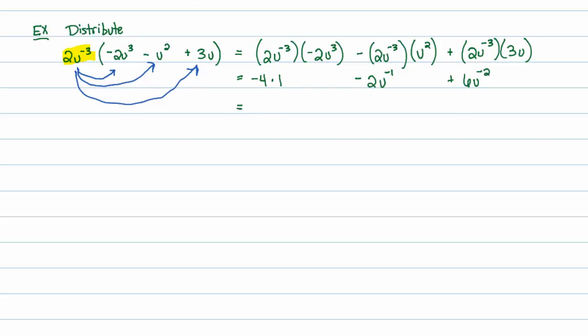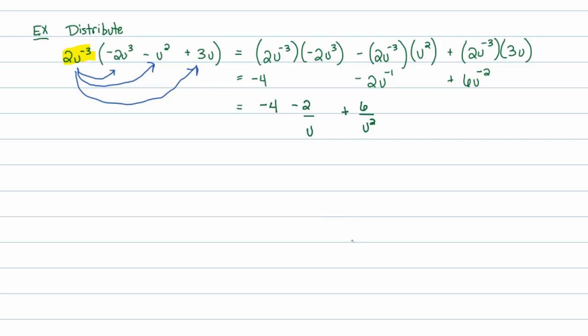Now, like I said, your instructor might want you to stop here, except for maybe writing that 1 or that negative 4 is just a negative 4. But if you have an instructor that prefers you to write things with positive exponents, then here we have this. Remember, u to the negative 1 means 1 over u plus 6 times u to the negative 2 is just 1 over u to the positive 2. And that's it. That's our distribution.